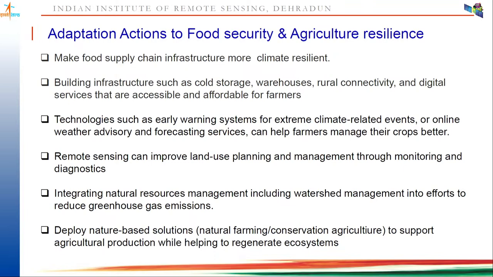Remote sensing can provide land use planning and management, as well as integrating natural resources. Mainly the water management concept is much more important to reduce greenhouse gas emissions. Finally, the Government of India is now pushing natural farming, organic farming, some kind of nature-based solutions, and conservation agriculture to increase the storage of carbon in the soil and more sequestration by certain natural plant species, finally generating increased biodiversity and leading to a decline in climate change and greenhouse gas emissions.